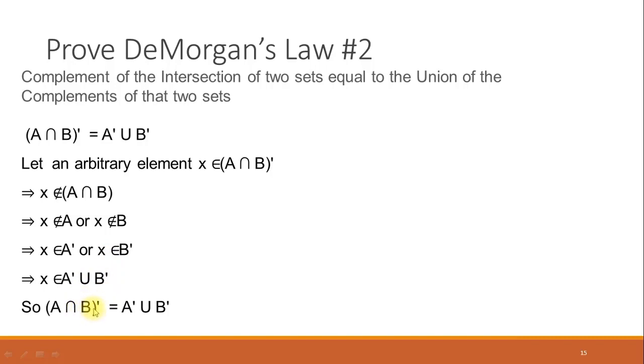So (A intersection B) whole complement is equal to A complement union B complement. Since X is an element of (A intersection B) whole complement, and here we proved that X is an element of A complement union B complement.